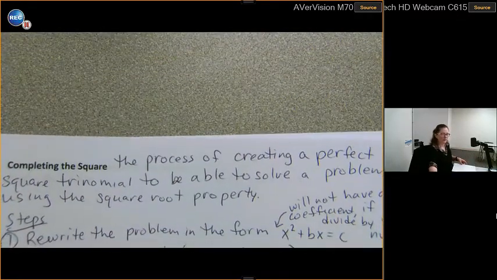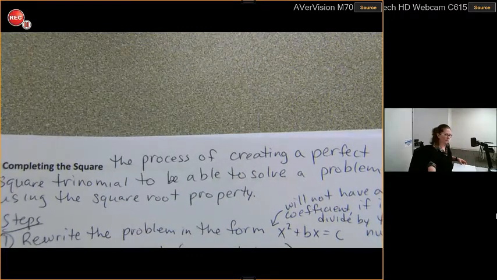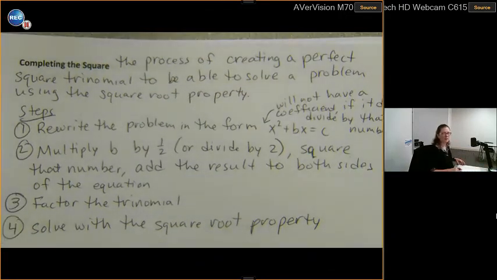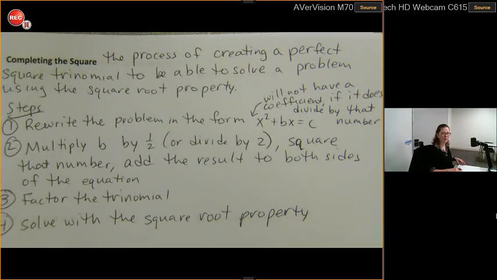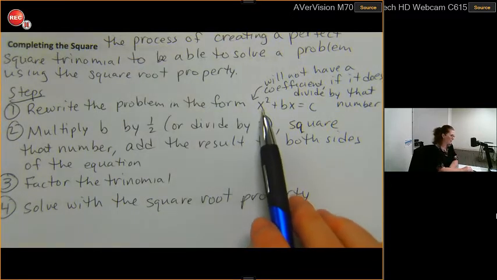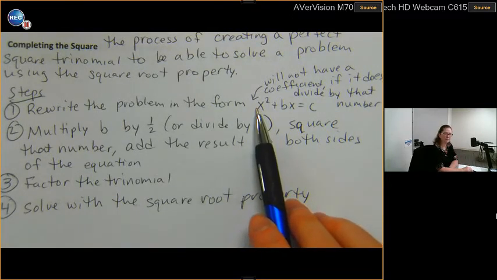So that was kind of an introduction to what we need to talk about next, which is called completing the square. So completing the square, what it is, it's the process of creating a perfect square trinomial to be able to solve a problem using the square root property. And the steps for completing the square, the first step is to rewrite the problem in this form. I have noted that you will not have a coefficient in front of your x squared. If you do, you have to divide everything by that number.